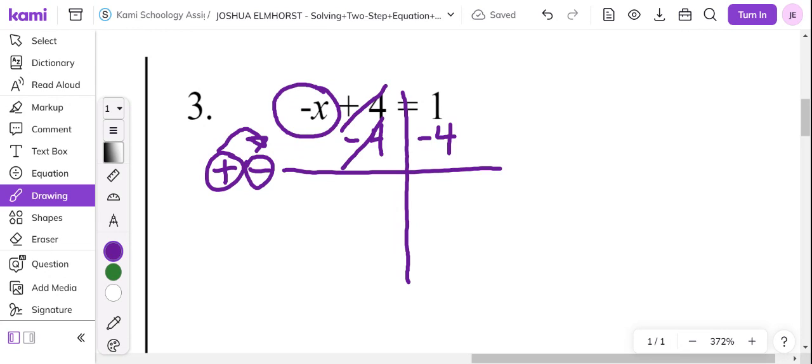+4, -4. Now we bring the variable term down to the next step. And we have +1, which is going to the right, and we have -4. We're going to go more negative than we go positive.